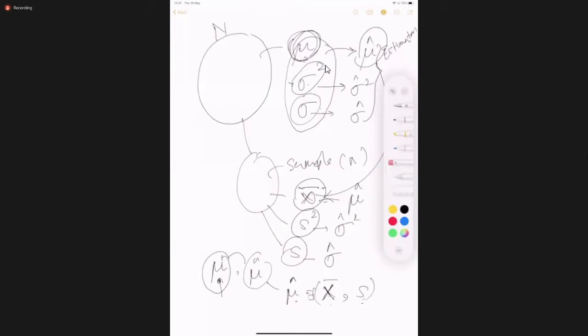Okay? Using the sample statistics, that means using the sample data, we are going to find sample statistics, and using those sample statistics, we are going to estimate the population parameters, such as population mean, population variance, population standard deviation. So if we use an estimator to estimate a population parameter, right, we have to use a symbol for that now.